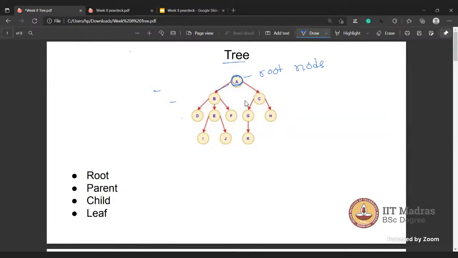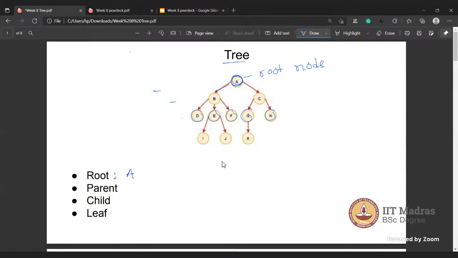Then parent node. The root node is A. The node which is a predecessor of any node is called the parent node. Like D's parent node is B, E's parent node is B, F's parent node is B, G's parent node is C, and H's parent node is C. Is everyone clear with root and parent node?